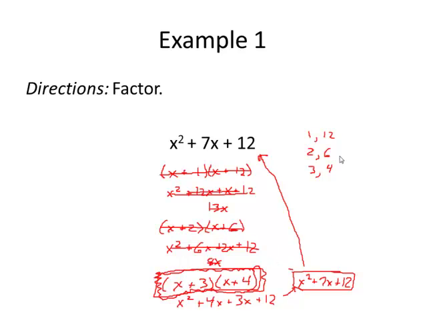Actually, when I said that these were all of our possible choices, in truth, there are more. We could have tried -1 and -12, -2 and -6, and -3 and -4. Because -3 and -4 do multiply together to get 12, -2 and -6 do multiply together to get 12, and -1 and -12 multiply together to get 12. So that means that there are 6 different choices.